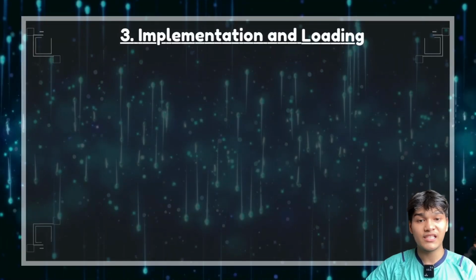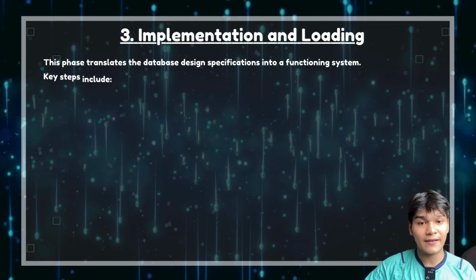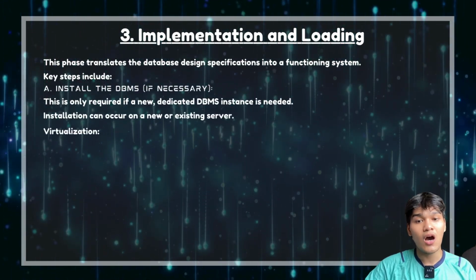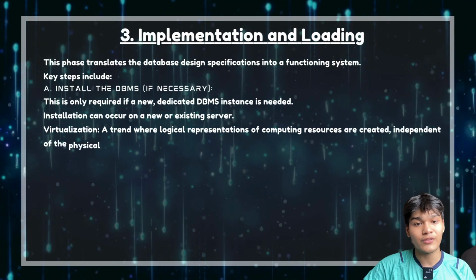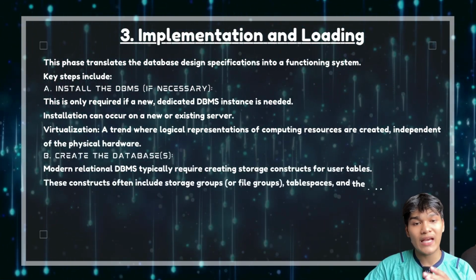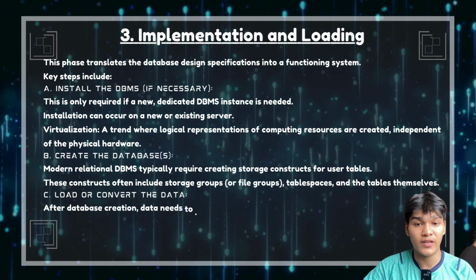Third, implementation and loading. The output of the database design phase is a series of instructions detailing the creation of tables, attributes, domains, views, indexes, security constraints, storage, and performance guidelines. In this phase, you actually implement all the design specifications.